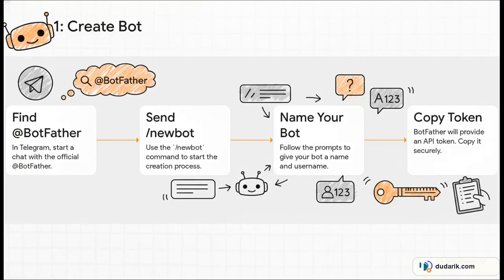Step 1, you gotta create your bot. Just open up Telegram and search for @botfather. And yes, that is its actual name. You can't make this stuff up. Send it the /newbot command, and it'll walk you through naming your bot. Once you pick a name, it spits out a long API token. Copy that thing, it's your golden ticket.